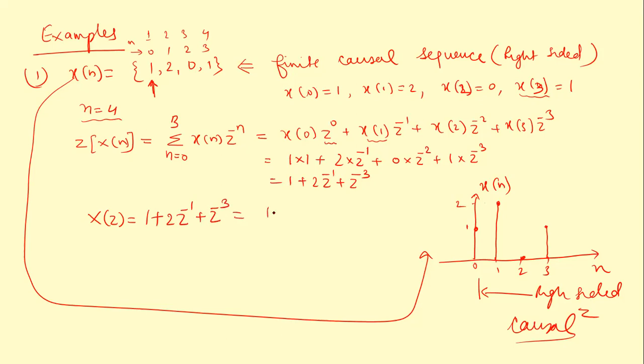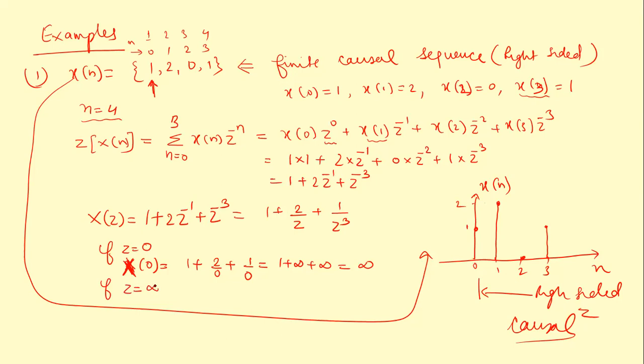Now we can write it like this also: 1 plus 2 by z plus 1 by z cube. If z is equal to 0, then X0 is 1 plus 2 by 0 plus 1 by 0, which is 1 plus infinity, equal to infinity. If z is equal to infinity, then X infinity is 1 plus 2 by infinity plus 1 by infinity cube, which is 1 plus 0, equal to 1.